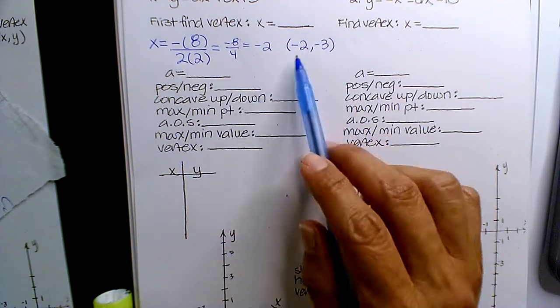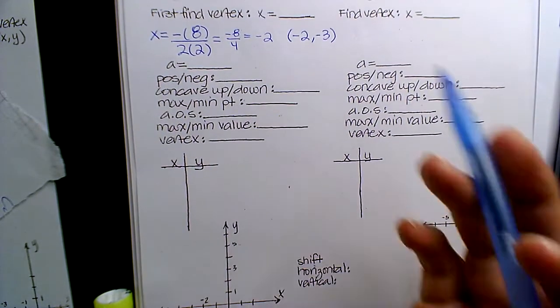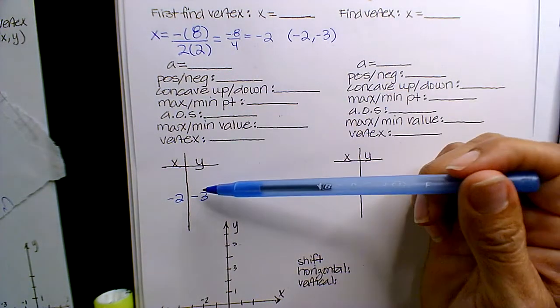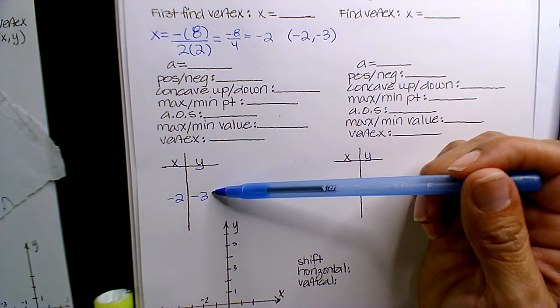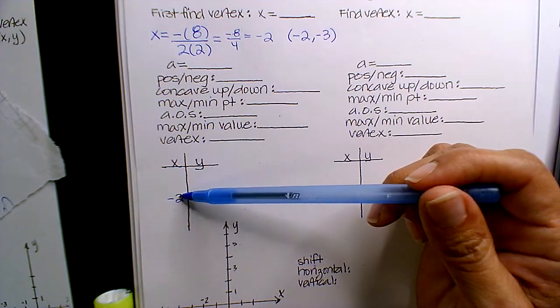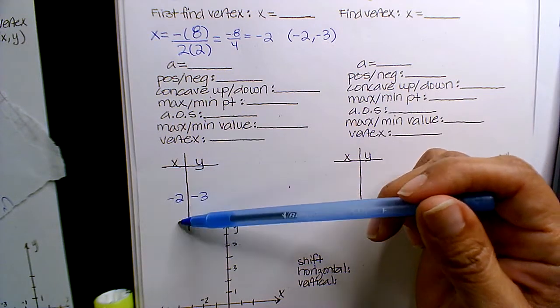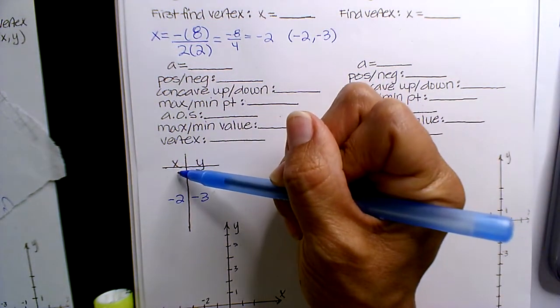Now you're at your table. Okay, here's your -2, here's your -3. Remember, your vertex goes in the 3rd slot. You're now going to have to build your x side. You're going to go 1 up, 1 down, 2 up, 2 down. So what number do you want at the top?